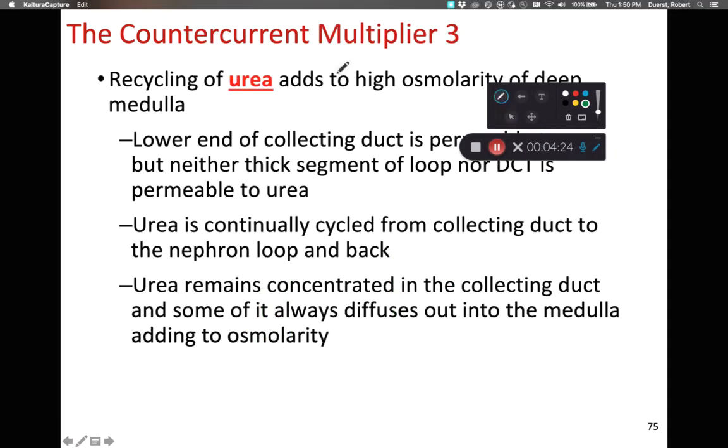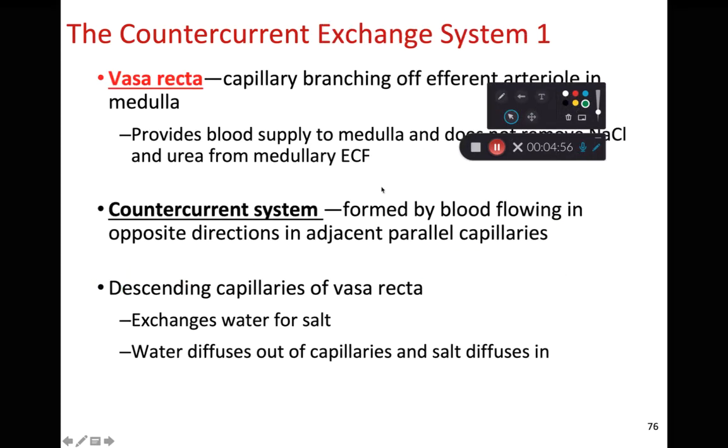So this means that we're going to have urea continually cycled between the collecting duct and the nephron loop and back. There's this cycling of the urea. It's also worth emphasizing that we still are going to have an overall higher concentration of urea within the collecting duct, so that we always are going to have a net movement of urea out of the collecting duct into the renal medulla, also so that we can urinate out our nitrogenous waste products.